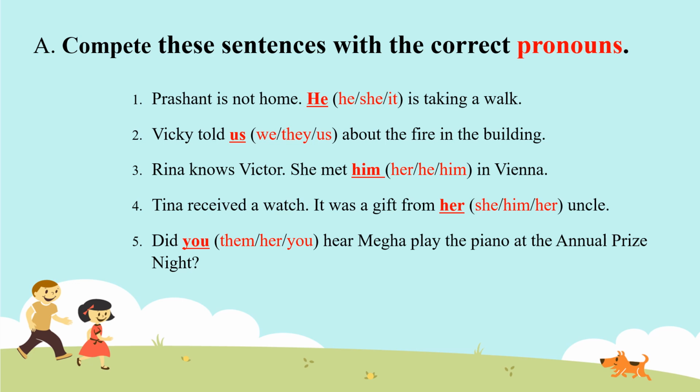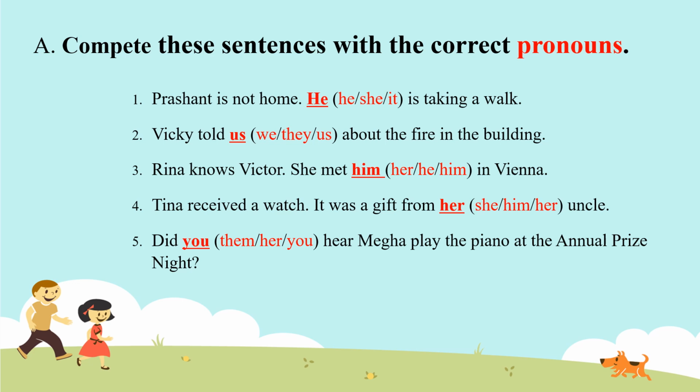Next, Rina knows Victor. She met Dash in Vienna. Options are her, he, and him. Here it tells about Victor. So the pronoun is him, which is correct. So the answer becomes: Rina knows Victor. She met him in Vienna.